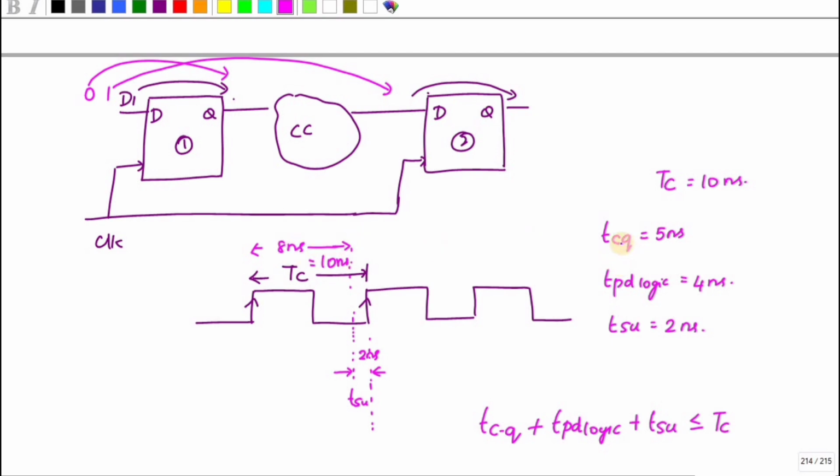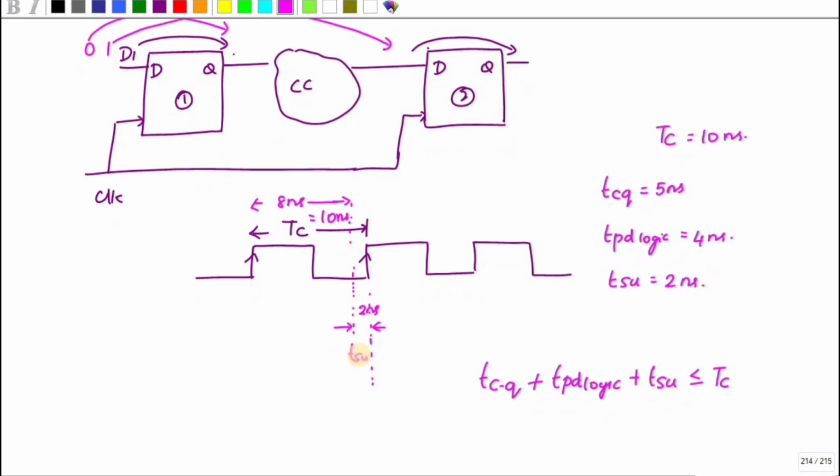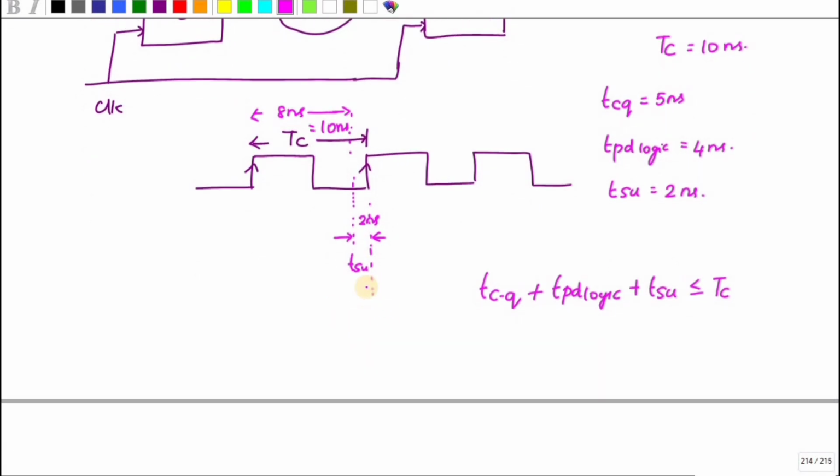You can see TCQ and the TPD logic together total 9 nanoseconds. So it will reach only after this. It will not be stable before this, during the setup time period. After 9 nanoseconds only it is reaching, so it is violating the timing, and it will end up in the metastable state.